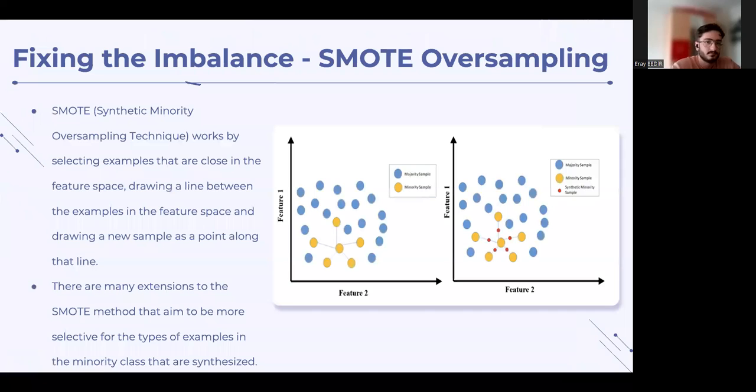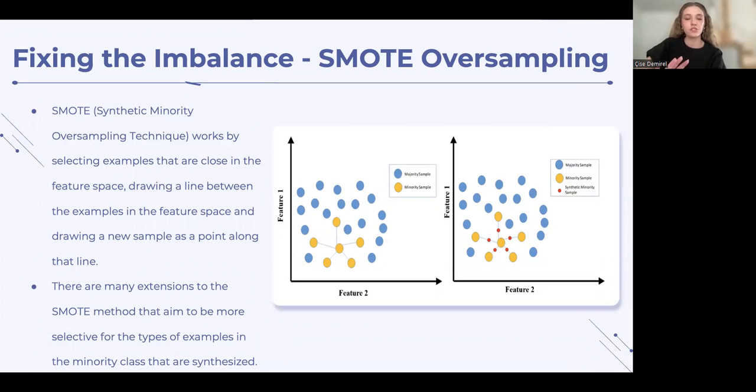Next slide, please. In order to fix the imbalance in the data, we use SMOTE, which works by selecting examples that are close to each other, drawing a line between them, and adding a new sample on this line, as you can see in the figure on the right side of the page.